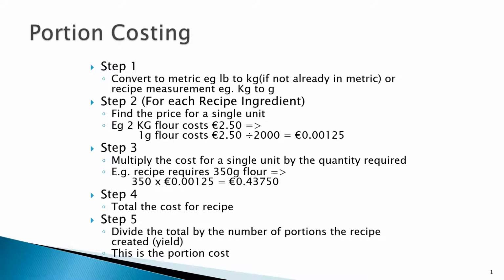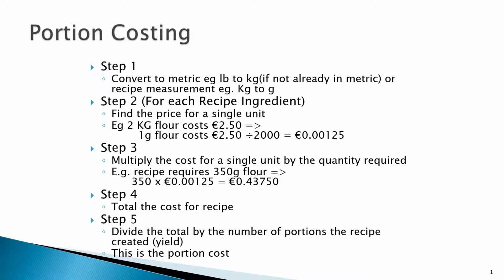Okay, so to do portion costing, step number one, we convert it to metric if it isn't already in metric, or whatever the measurement unit is that the recipe is using. So have a look at the recipe unit, and if it's in grams, let's move it over to grams. Okay, step number two then, for each recipe ingredient, find out the price of a single unit.